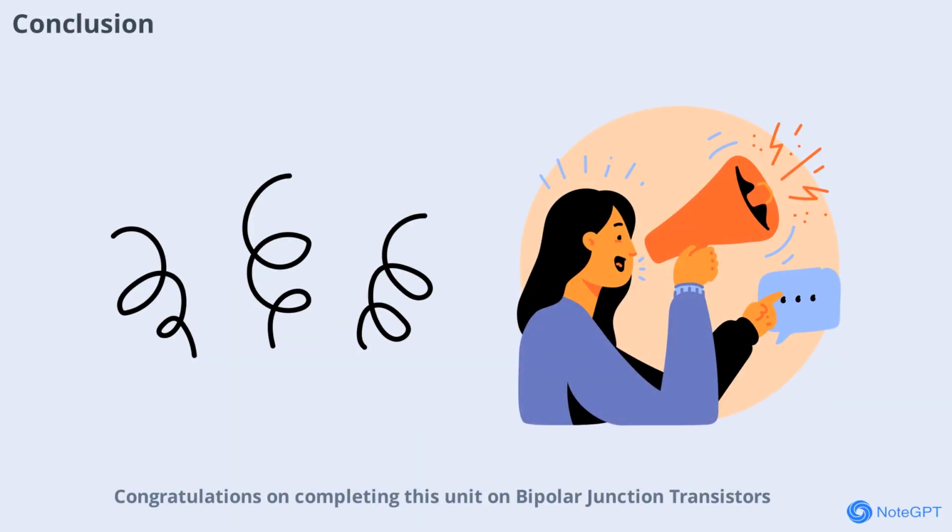Congratulations on completing this unit on bipolar junction transistors. You now have a solid foundation in BJT construction, operation, configurations, current gains, load line analysis, and biasing techniques. With this knowledge, you're well equipped to tackle more complex electronic circuits and projects in the future.